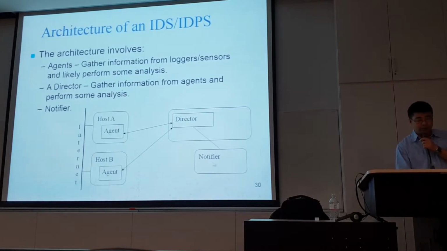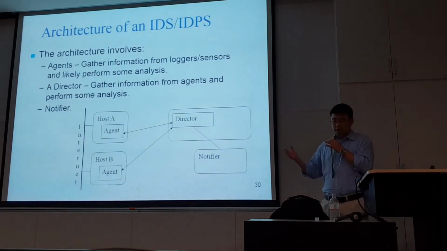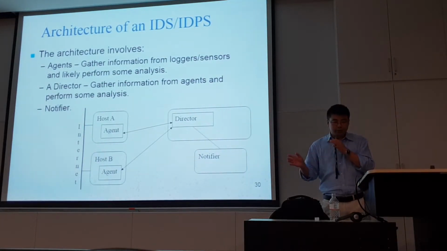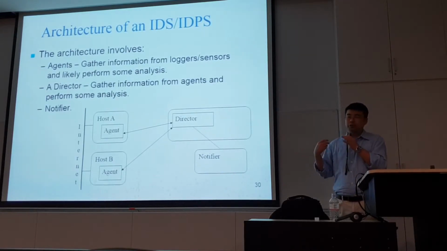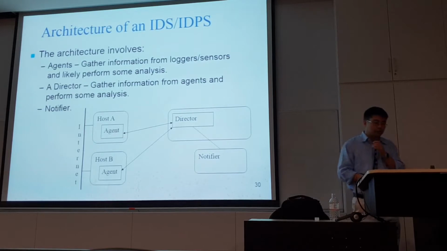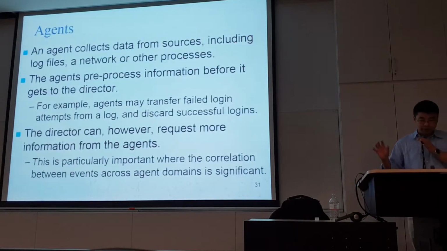The notifier's job is to tell either the user or other components in the system, like the firewall, whether some action should be taken. So, for example, if there is an intrusion, the notifier will inform the user, and the notifier can also inform the firewall to block some packets, some connections from the network. So we have a distributed architecture instead of a centralized architecture.